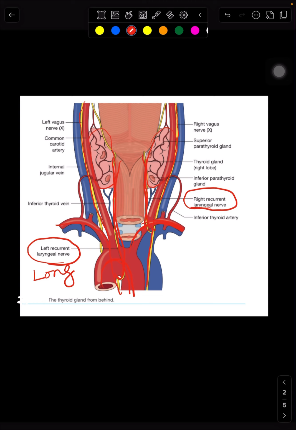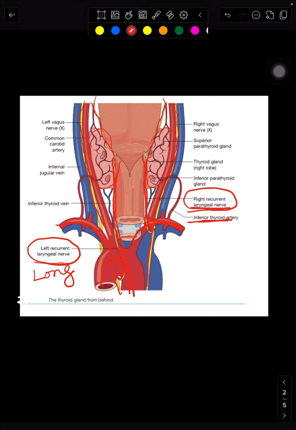The recurrent laryngeal nerve is mostly related to the inferior thyroid artery. Here you can see the inferior thyroid artery on both sides, arising from the subclavian artery. Above, we can see the external laryngeal nerve on both sides, and it is related to the superior thyroid artery on both sides. The superior thyroid artery takes its origin from the external carotid artery.